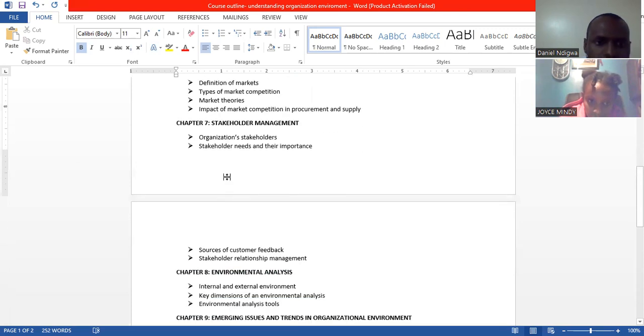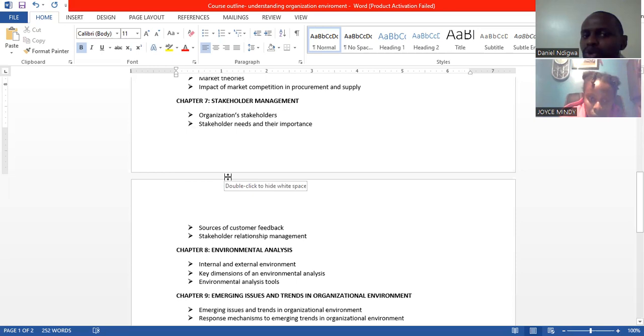Chapter 7, we shall talk about stakeholder management. We shall be able to understand who is a stakeholder. And a simple definition of a stakeholder is any organization or individuals that are affected by business decisions. For example, a supplier is a key stakeholder because the decision that the organization will make will either make the supplier or break the supplier. For example, customers, these are stakeholders. Shareholders are stakeholders. The government is a stakeholder. So any decision that the organization will make will affect the business, whether you like it or not. And that is why we always say, when making decisions, you need to invite all the stakeholders so that they will be part and parcel of the business.